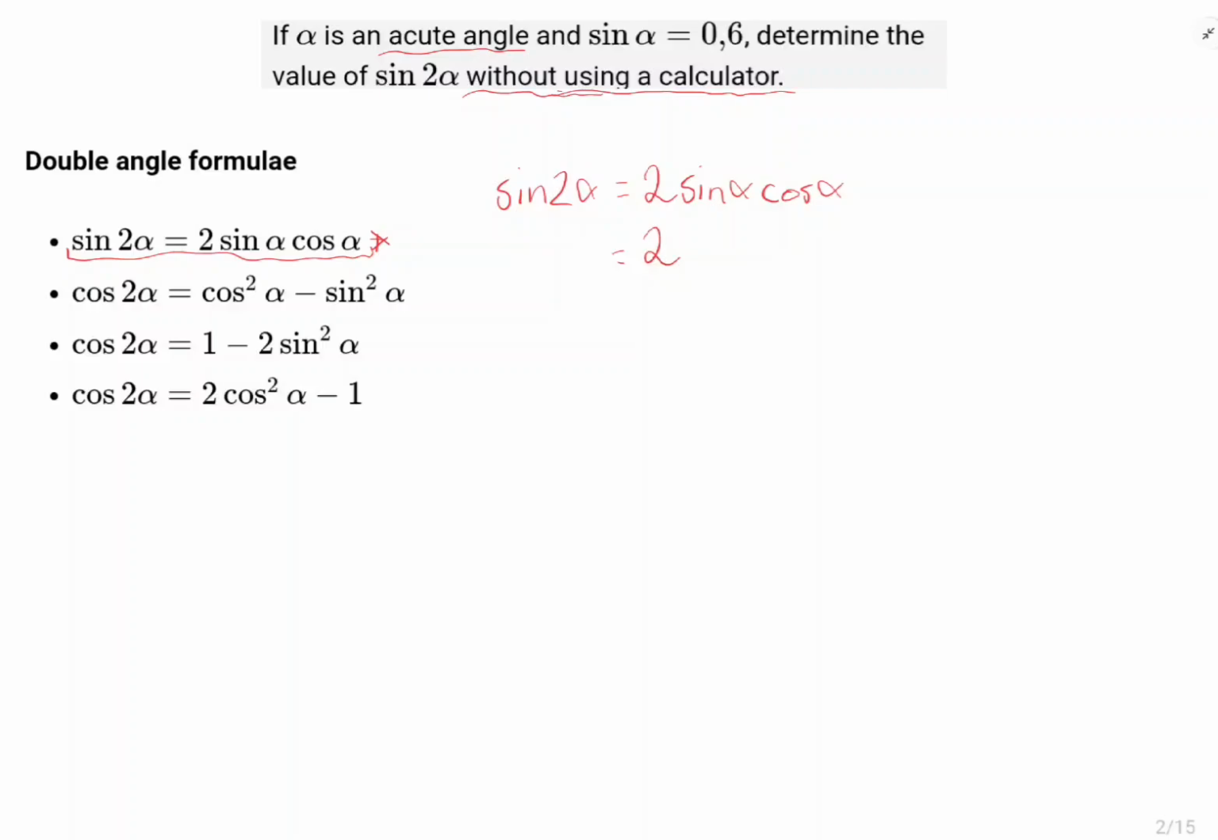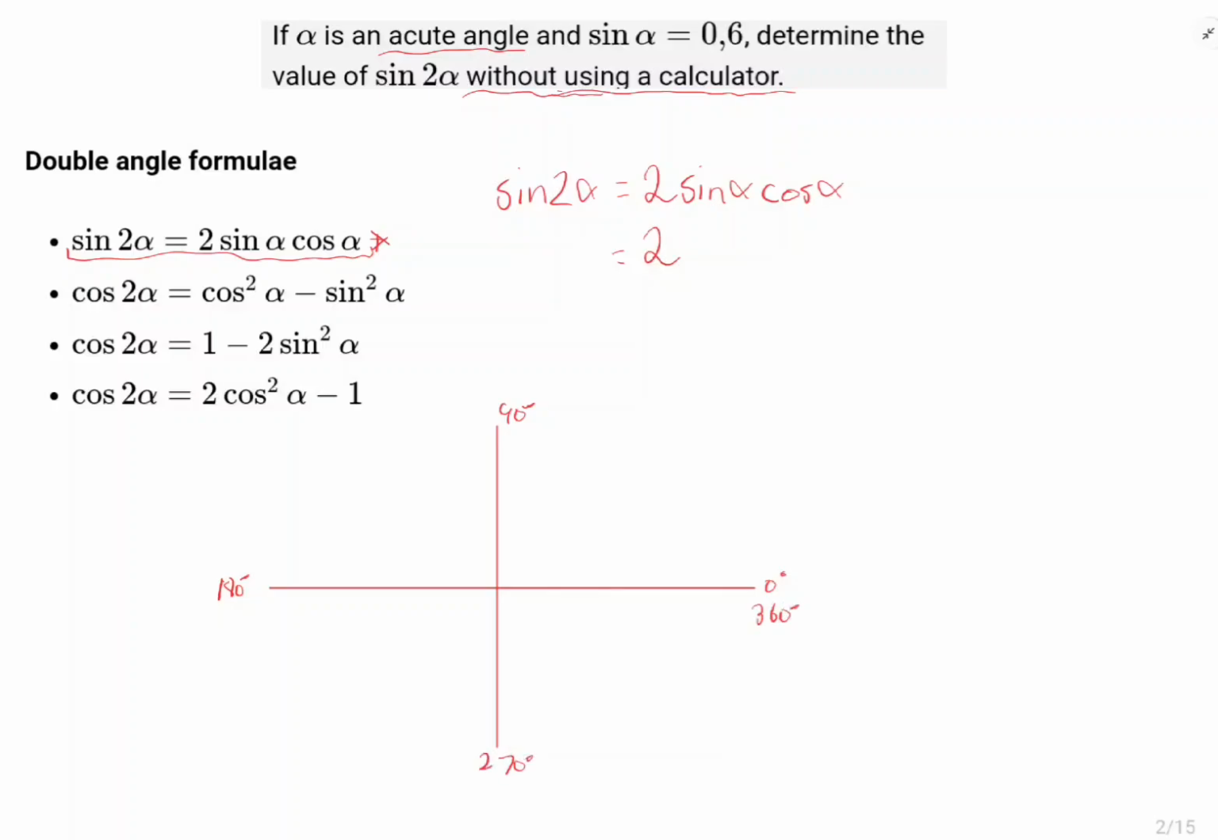So if they're saying without using a calculator, how can we solve for cos A when we have sine A? You guessed it, we use our CAST diagram. Remember, you use a CAST diagram when you're working with trig ratios. It's going to be your best friend, like I've been emphasizing. All right.